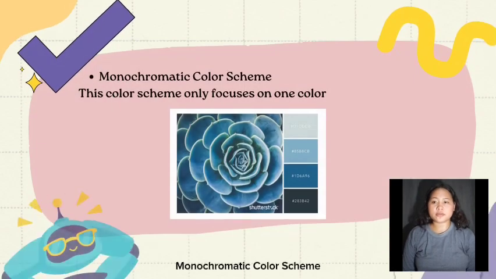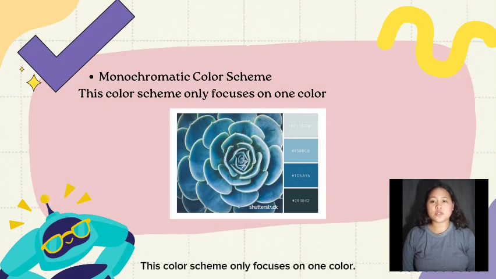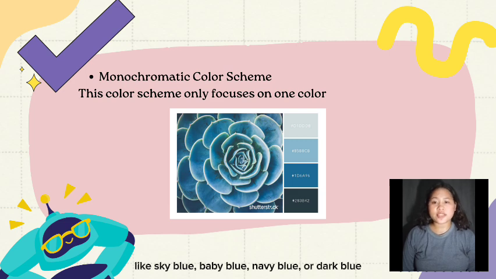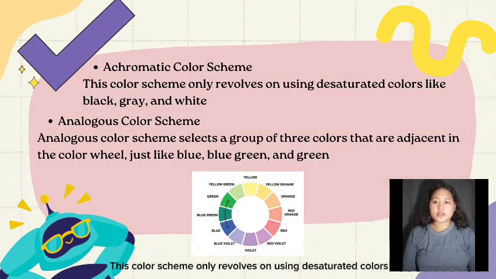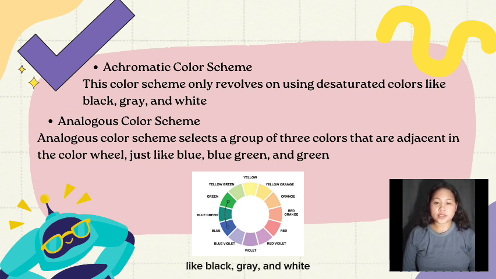Monochromatic color scheme. This color scheme only focuses on one color. For example, if you choose the color blue, then you may have other colors under the same color family like sky blue, baby blue, navy blue, or dark blue. Achromatic color scheme. This color scheme only revolves around using desaturated colors like black, gray, and white.